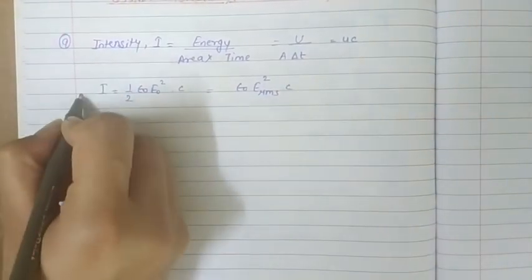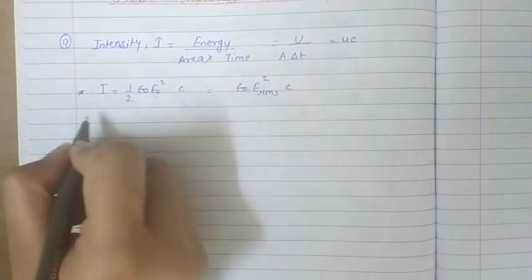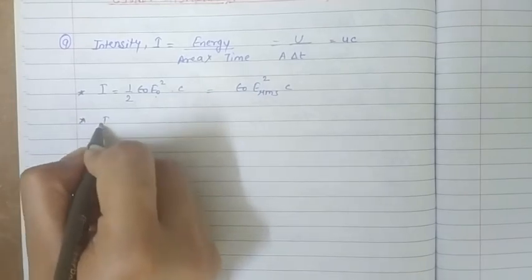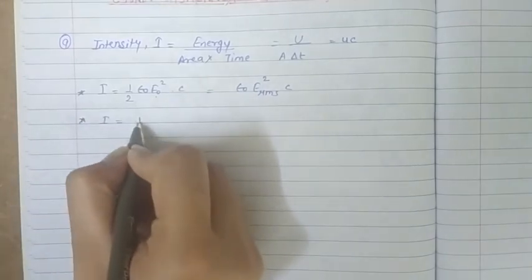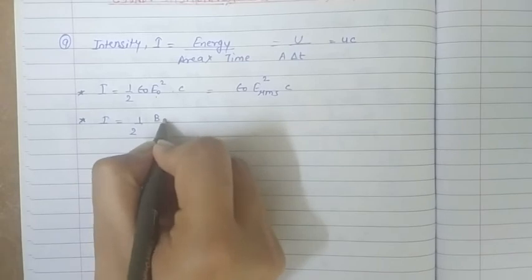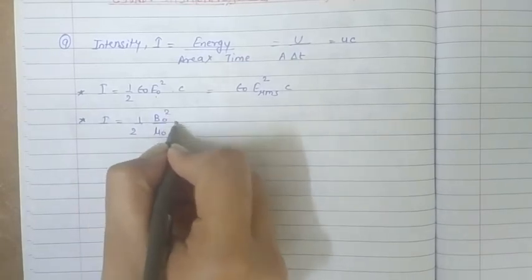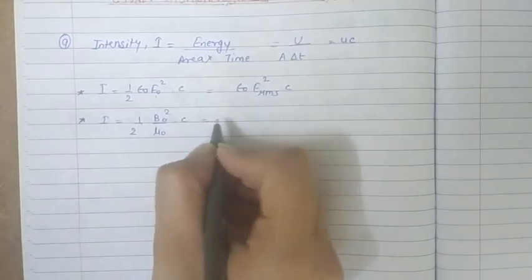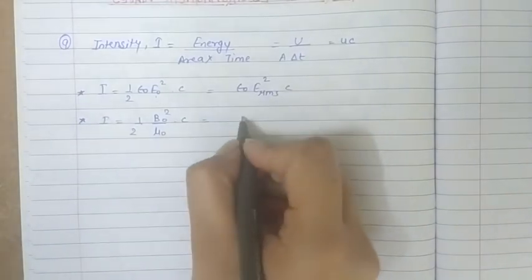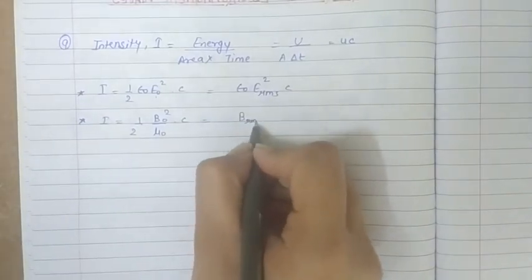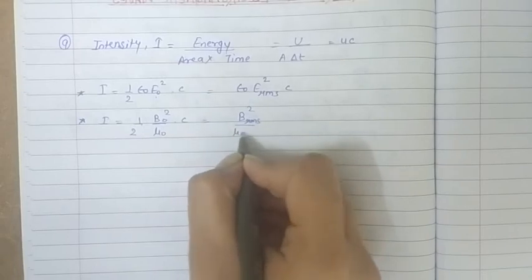Now this was in terms of the electric component. We can also define it in terms of the magnetic component, then it will be half B naught square upon mu naught into c, and on solving this we get B RMS square upon mu naught into c. This is the value of intensity for an electromagnetic wave.